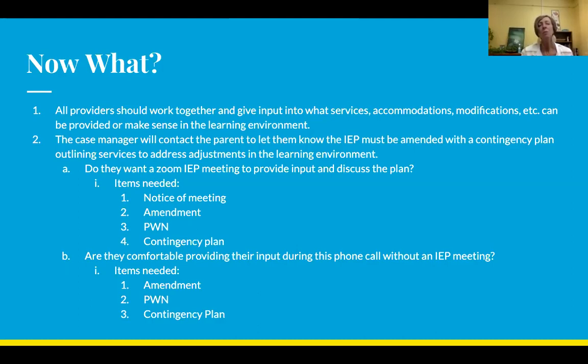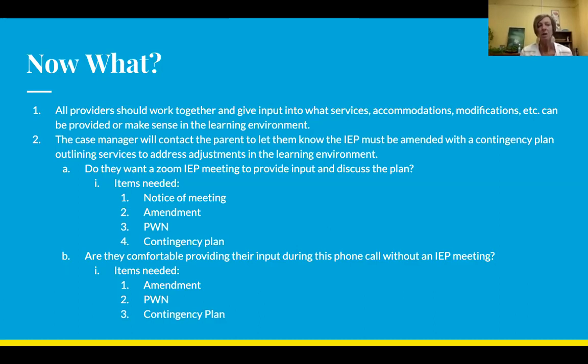We want to preserve our offer of FAPE to the parent, so we're preserving the IEP, and the amendment is to add a contingency plan that is temporary, and it's flexible in its wording so that we can go back and forth between learning environments whenever we need to. We don't want to have to do a new contingency plan and a new notice of meeting and amendment and everything every time we have to change learning environments throughout the school year, because we may be going back and forth several times.